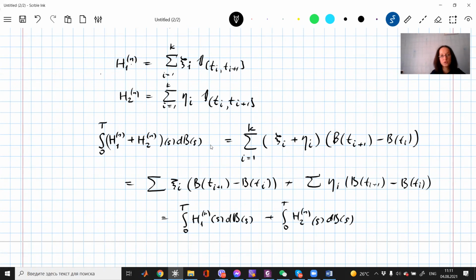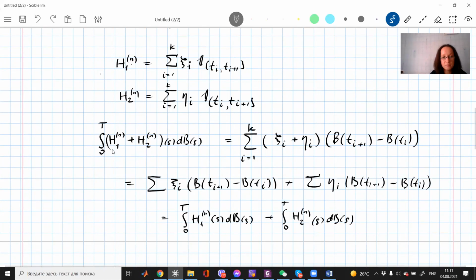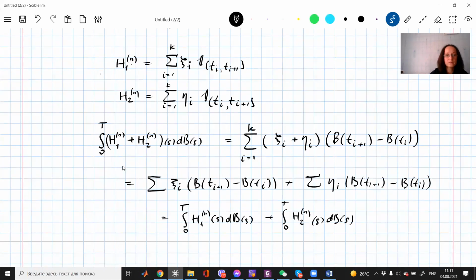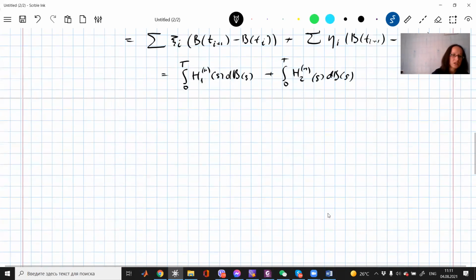And now what we should do is pass to the limit when n converges to infinity, and here I will get the integral of the sum of the two processes H1 and H2, and on the right hand side I will have the sum of two integrals. So this is easy.